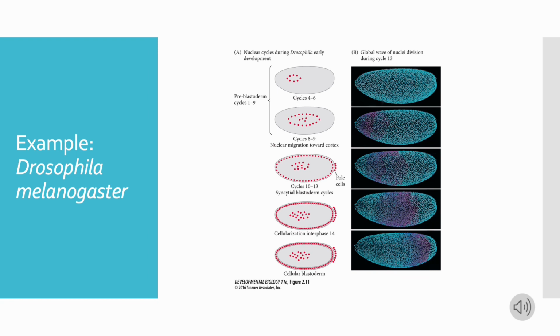In Figure B, you can observe the division of the nuclei that takes place during cycle 13, and you can start to see asynchrony in the cell division.